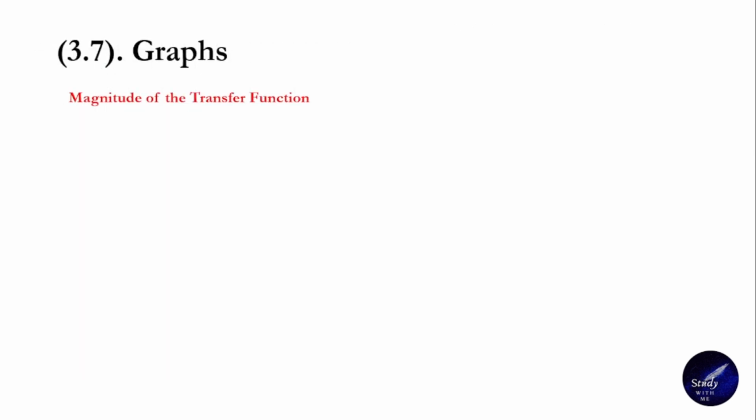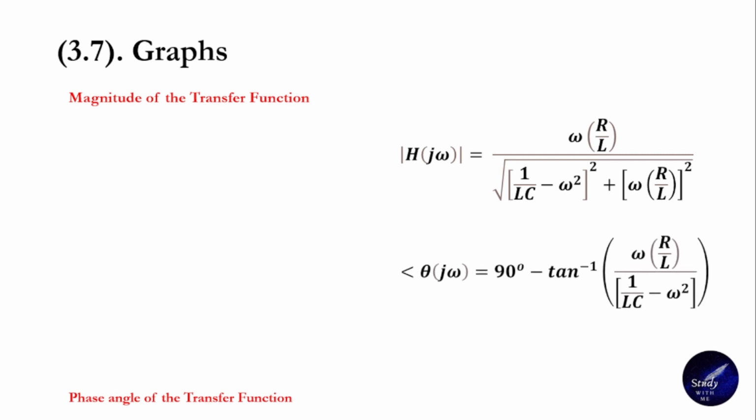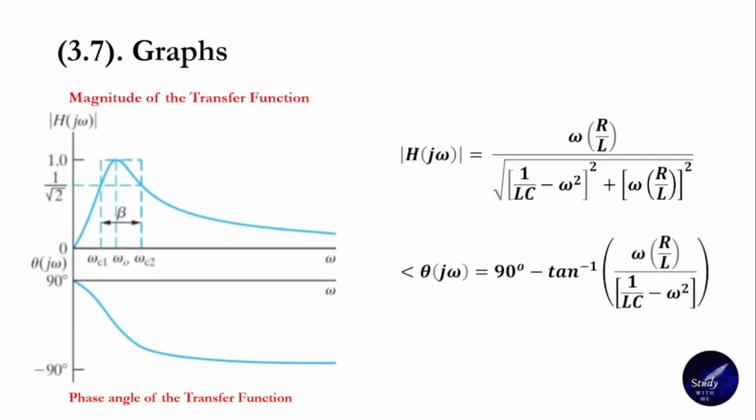So now we are going to see how the magnitude of the transfer function and the phase angle of the transfer function are varying with the angular frequency omega. To do that, we are incorporating two formulas, which are the magnitude of the transfer function and the phase angle of the transfer function. And now you can see the two plots.